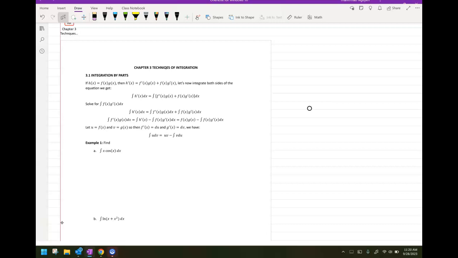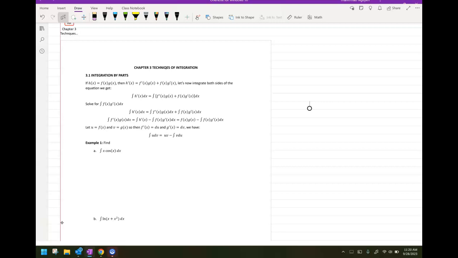functions, there's still a lot more that we don't know how to integrate with the normal techniques that we've been going over. For example, we don't know how to integrate a function if it is the product of two other functions. So let's go over integration by parts.